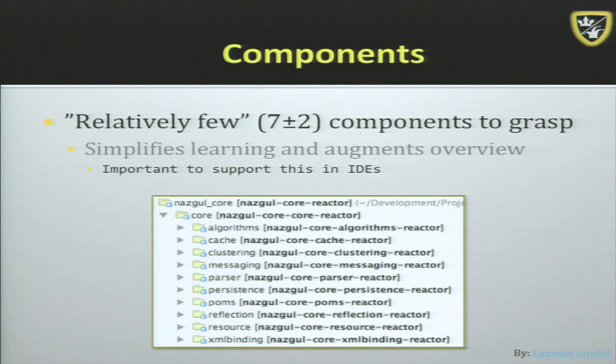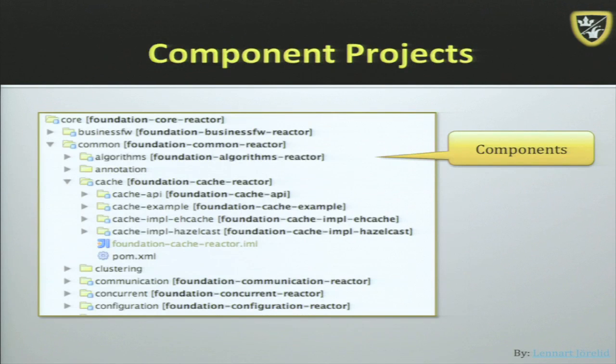I'm interested in the cache. Okay, open the cache. I've got 4 projects there. Grand. So if I open up one of those components, the cache in this case, you got the API. There's no domain model for cache. You got the cache example, and you got 2 implementations. One obviously implemented with cache, and the other one with Hazelcast. Grand. Now I know even the implementation types.